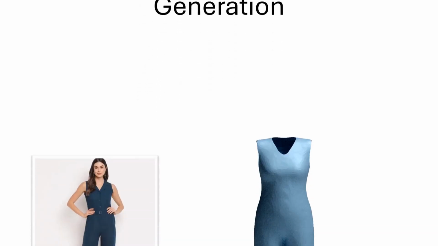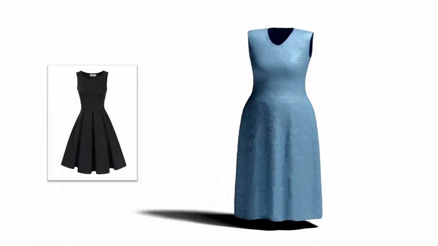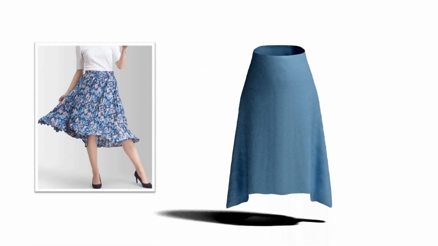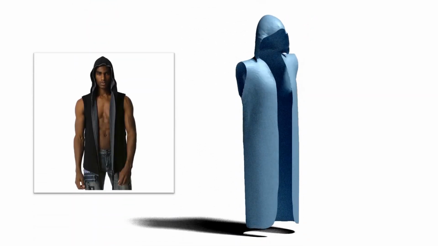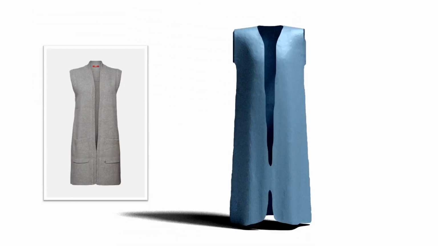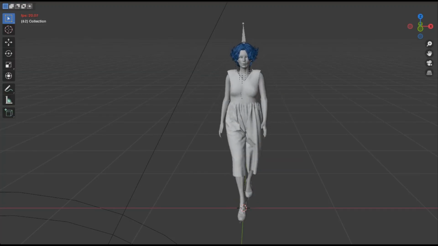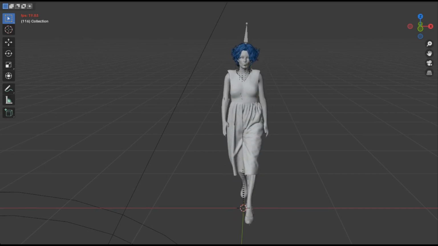WordRobe can also extract 3D garments from in-the-wild reference images. Being unposed or canonical, garments generated using WordRobe can be easily integrated in standard simulation or animation pipelines.